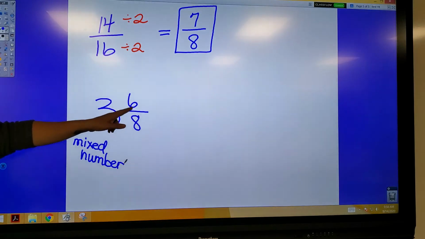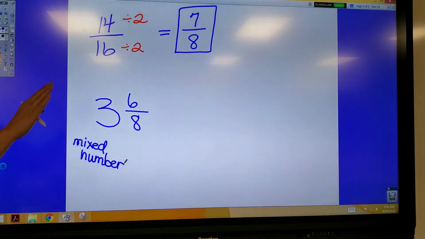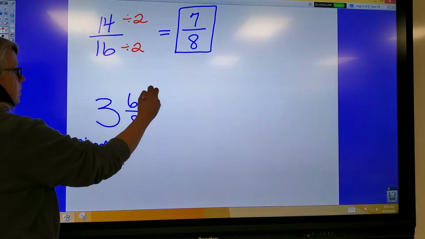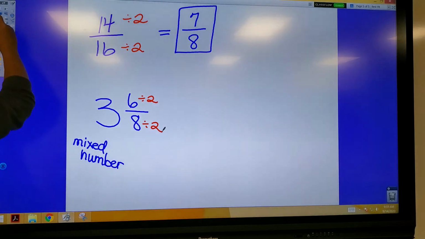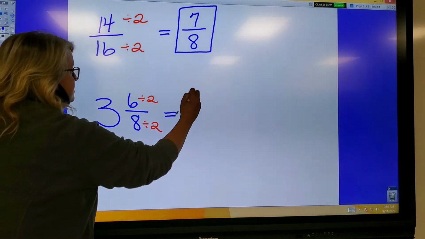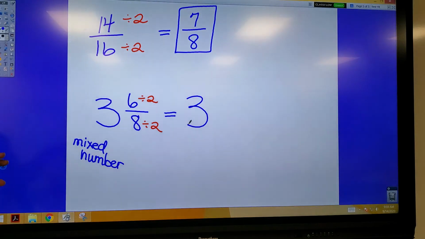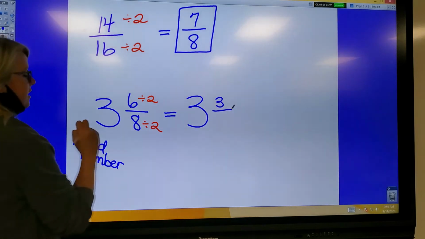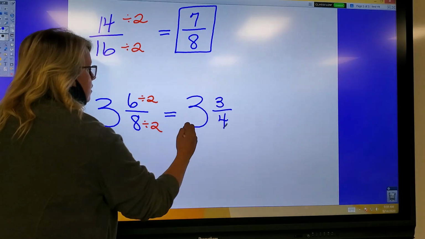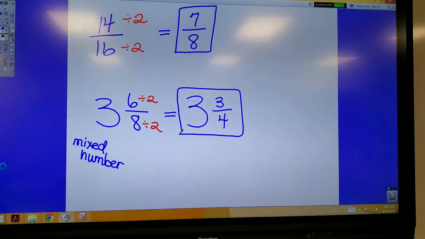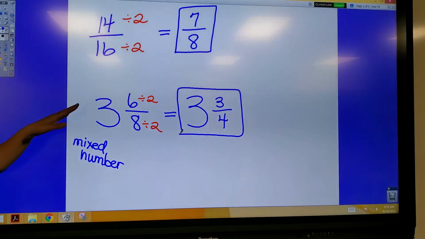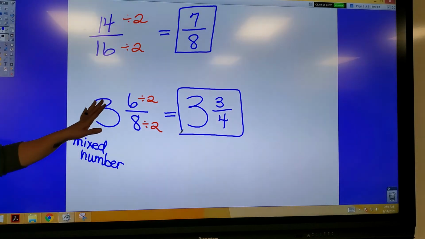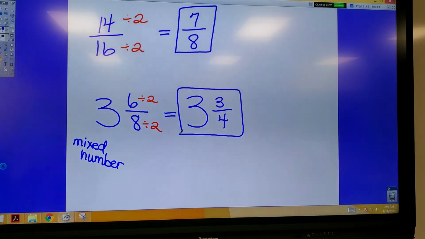So if you just focus on your 6/8, you know that 3 is going to stay a 3 regardless. What can I divide both 6 and 8 by? 2. Again, they're both even. So my 3 can stay a 3, that's not going to change. But my 6/8, 6 divided by 2 and 8 divided by 2, gives 3 and 3/4. So if you have a mixed number, you can just simplify the fraction part of it without changing the whole number out in front.